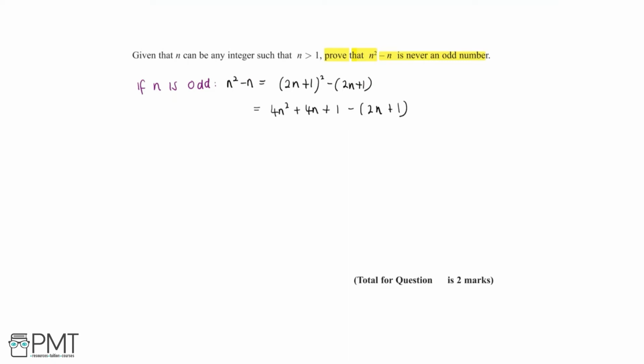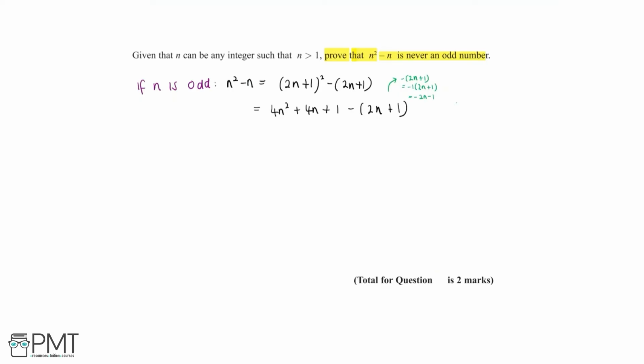Now it's important to be careful of our brackets. If we have minus and then brackets 2n plus 1, this becomes minus 2n minus 1. Because looking at our writing in green, we can imagine that minus brackets 2n plus 1 is actually minus 1 multiplied by the whole expression 2n plus 1, and so minus 1 multiplied by the 2n would be minus 2n, and minus 1 multiplied by 1 would be minus 1.